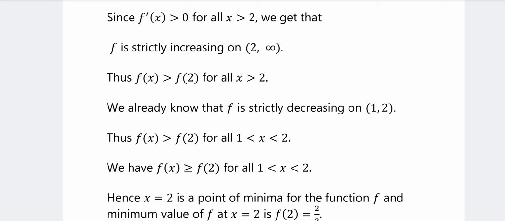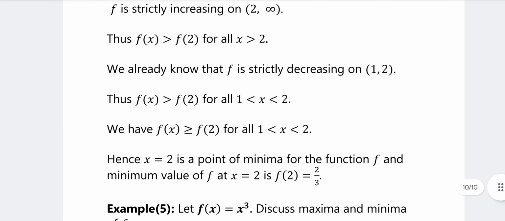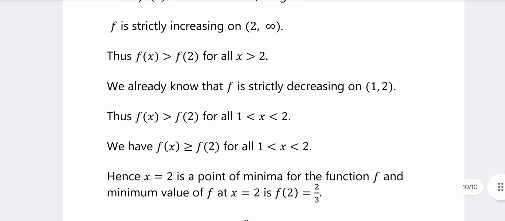We already know that f is strictly decreasing on (1, 2). So f(x) is strictly greater than f(2) for all x between 1 and 2. So we have f(x) is greater than or equal to f(2) for all x near 2. Hence x equal to 2 is a point of minima for the function f, and the minimum value of f at x equal to 2 is f(2), which is 2/3.